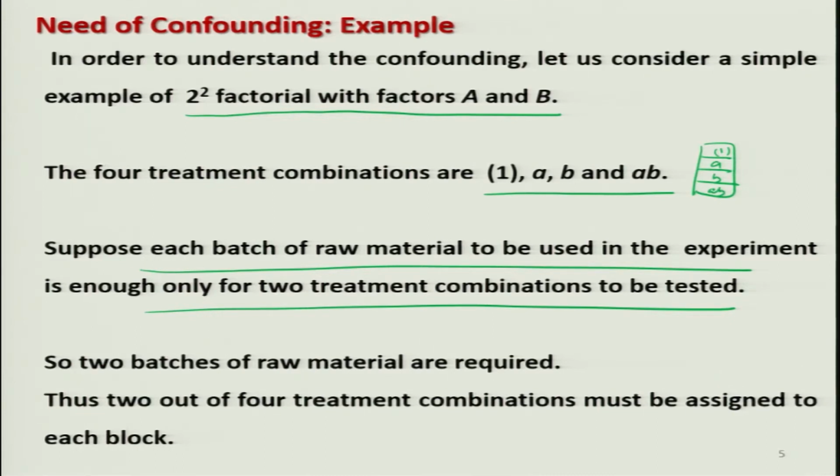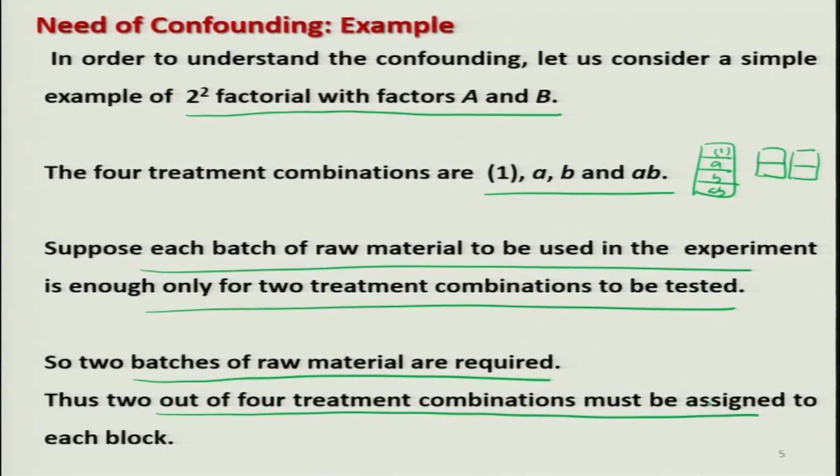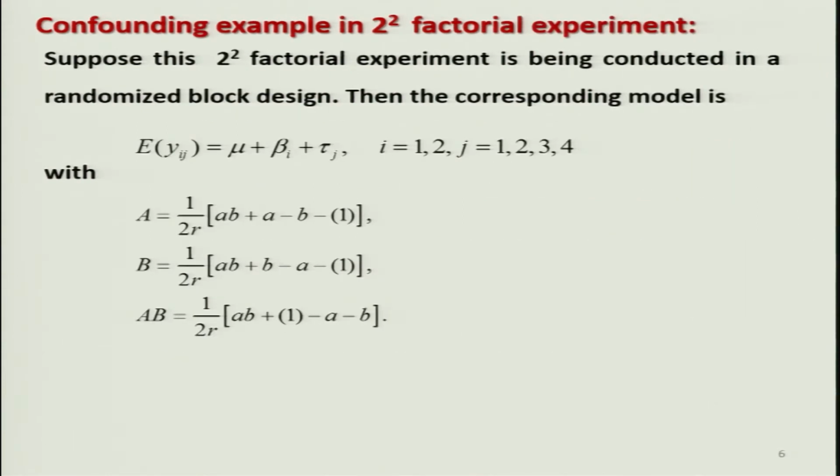But suppose you do not have that much experimental material for the 4 plots, and you have material only for 2 blocks. So definitely you want to give 2 out of these 4 treatments in one block, and the remaining 2 will go to another block. So the question here is how are you going to choose 2 treatments out of the 4 treatments? Only 2 batches of raw material are required, thus 2 out of the 4 treatment combinations must be assigned to each of the blocks, which now have only 2 plots.